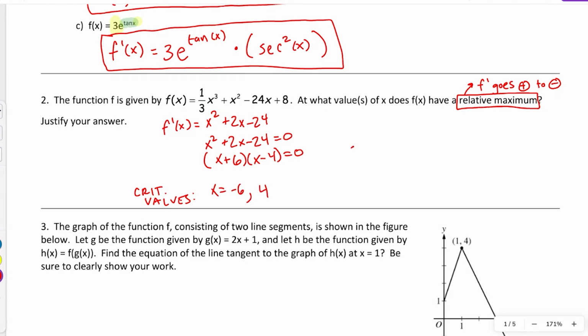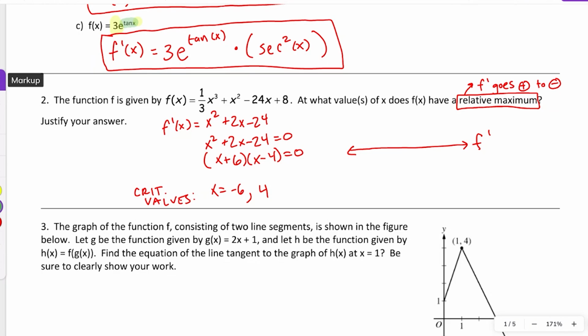These are the numbers that we'll place on our number line, our little sign chart here. I like to label the line with which function we're actually evaluating, just so that I can keep track. And here we want to be evaluating using f prime.